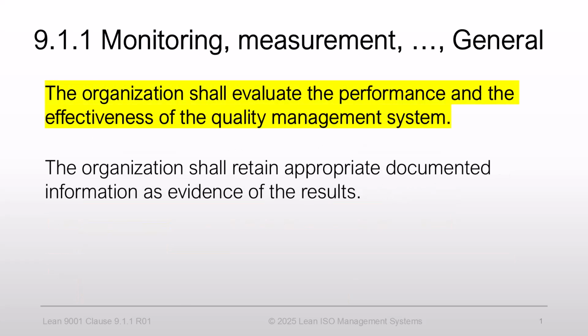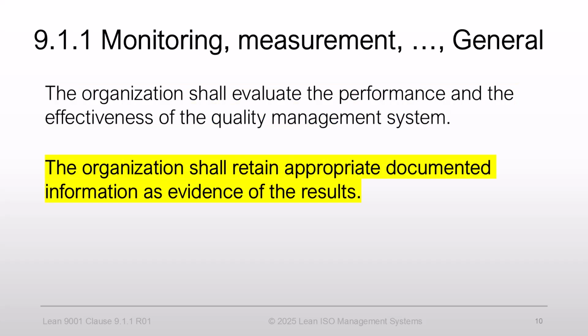The following requirement is to evaluate the quality management system's performance and effectiveness. This appears to be yet another duplication, as we have already discussed monitoring and measuring the system. The final requirement demands appropriate documentation. Appropriate for what? The standard inconveniently leaves that part out.